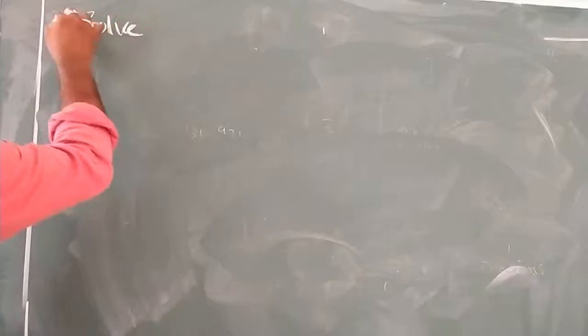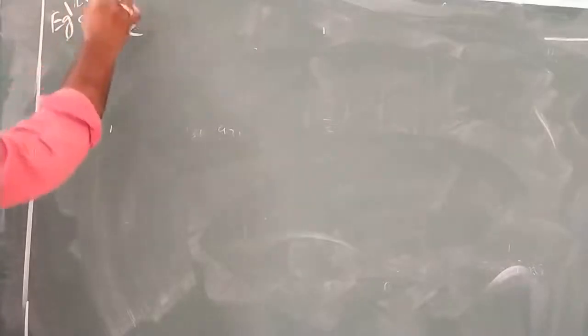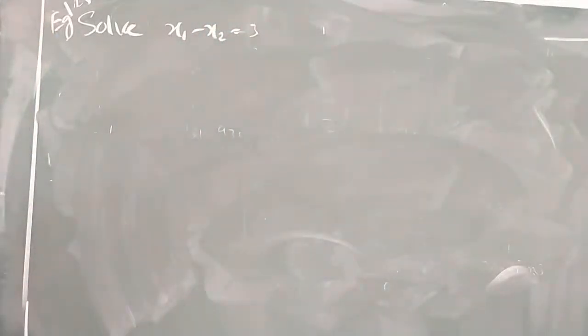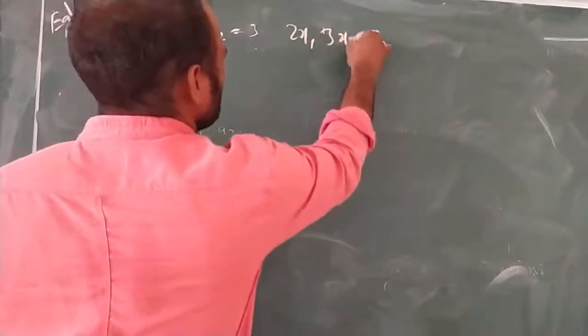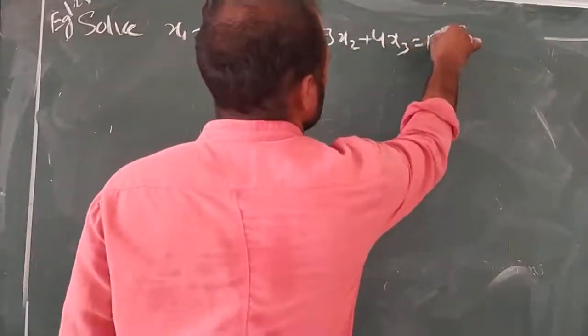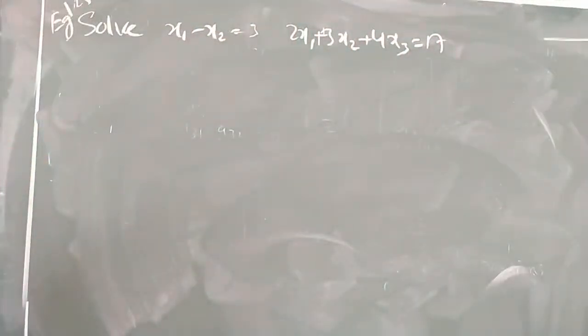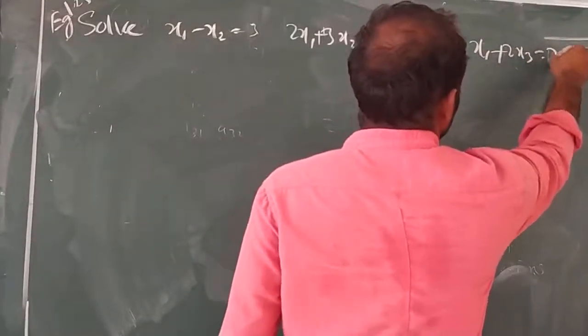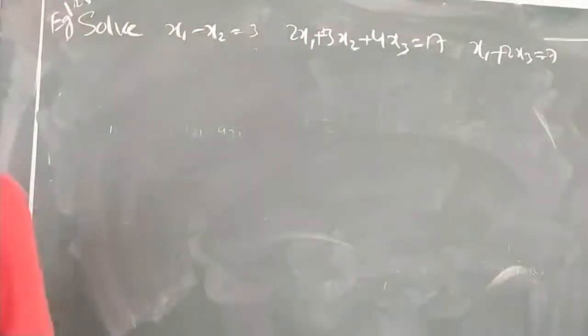Solve, it is example 1.25. Solve x1 minus x2 equals 3, 2x1 plus 3x2 plus 4x3 equals 17, and x1 plus 2x3 equals 7.